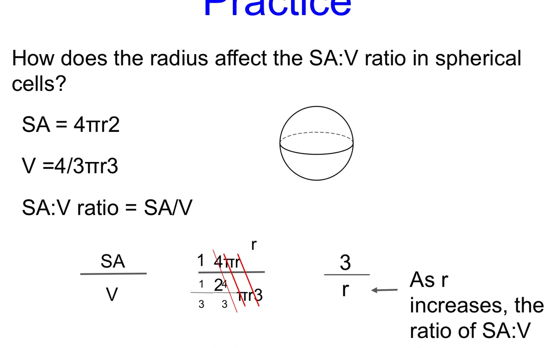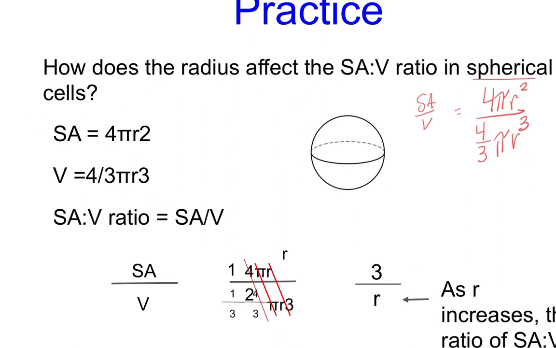Surface area to volume ratio for a spherical cell is calculated a little differently. We're going to do the surface area to volume ratio. So the formula for surface area of a sphere is 4 pi r squared. And we're going to divide that by volume, which is 4/3 pi r cubed, which the surface area to volume ratio will simplify to 3 over r.